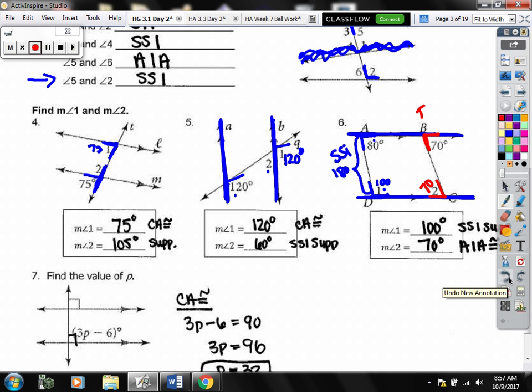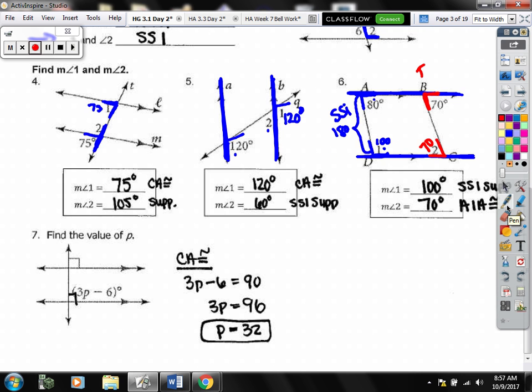If that makes sense. And then the last one was our algebra one, which these two angles, when I trace them, are corresponding. They're in the same relative location, top right, top right. Corresponding angles are congruent, therefore we set them equal, and we solved to get P was 32.